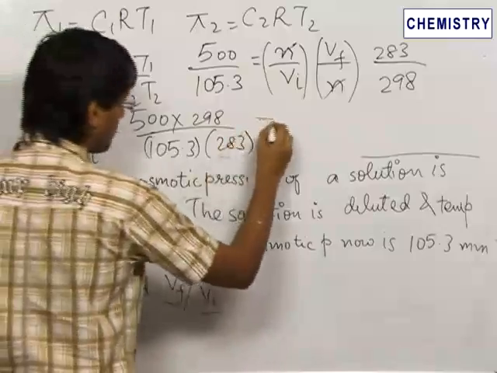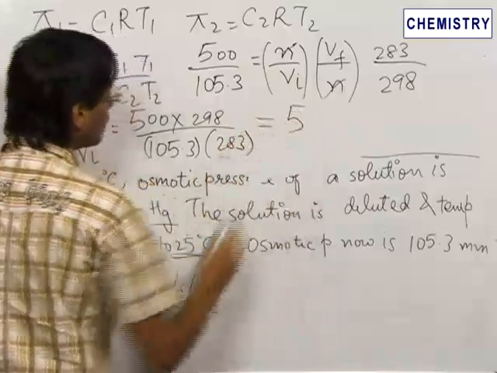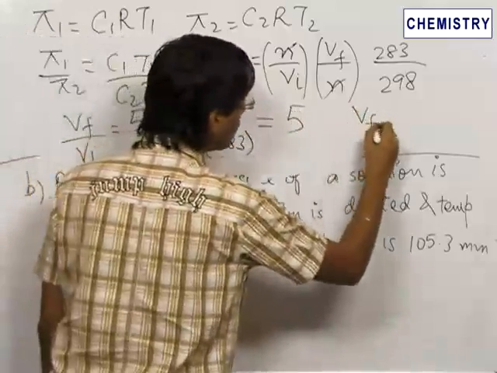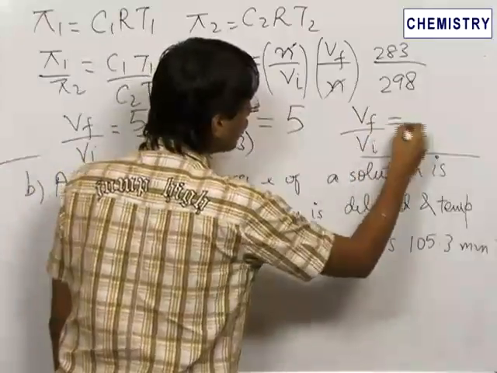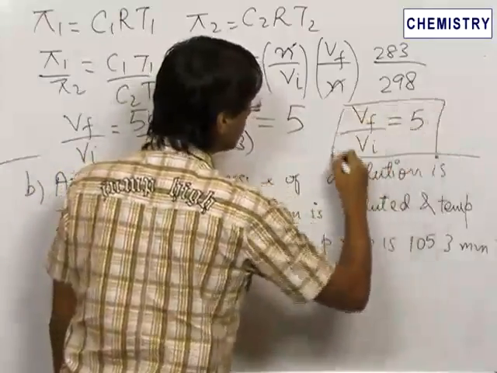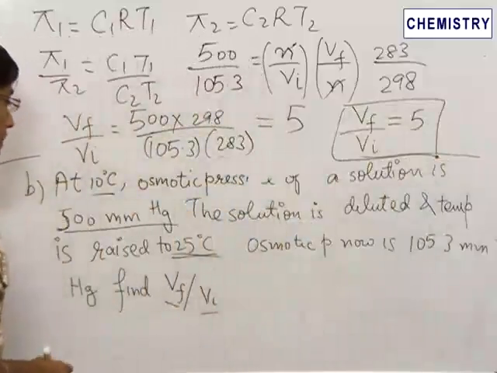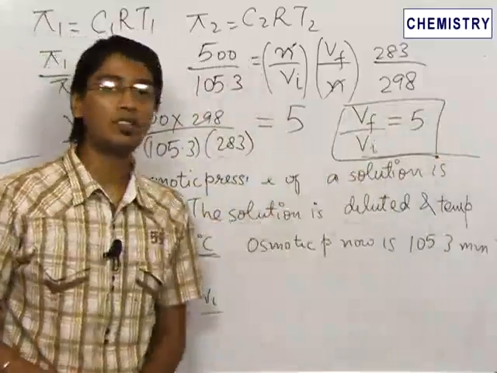This on simplification comes out to be equal to 5, and hence our final volume upon the initial volume, the ratio is equal to 5, and this is our final answer for the second part.